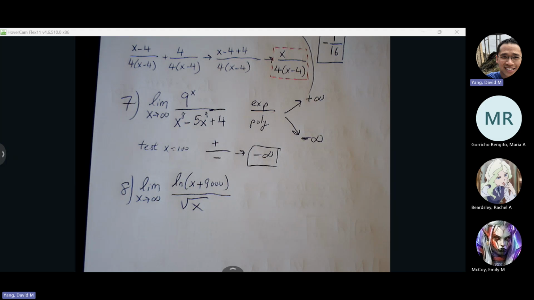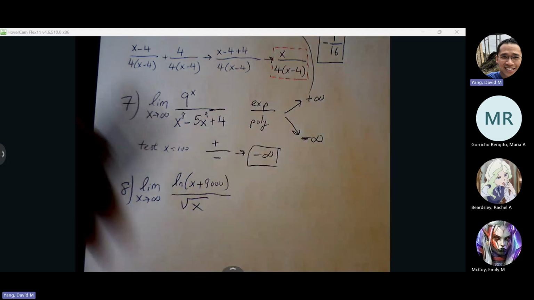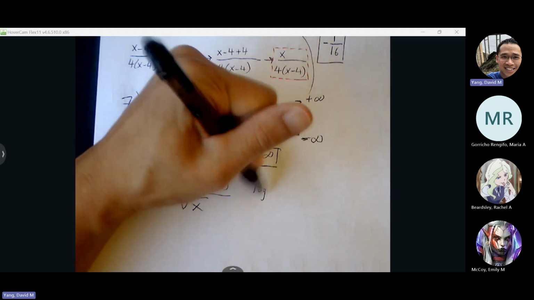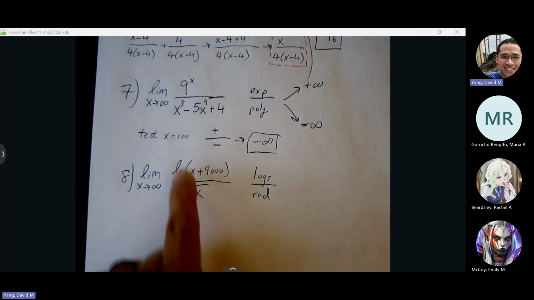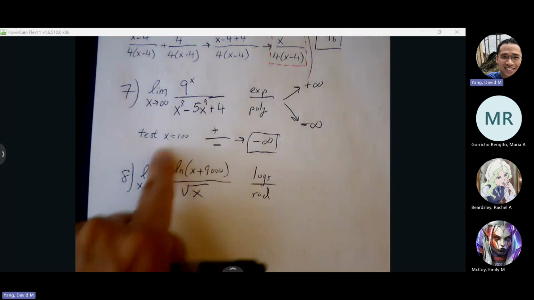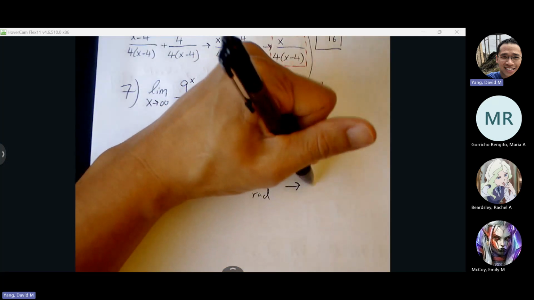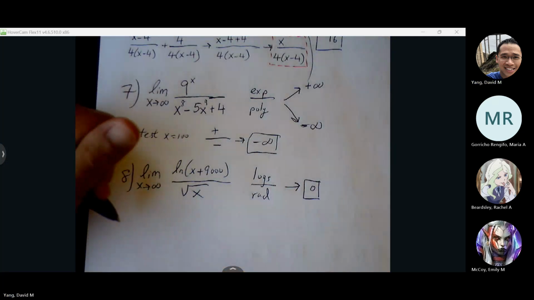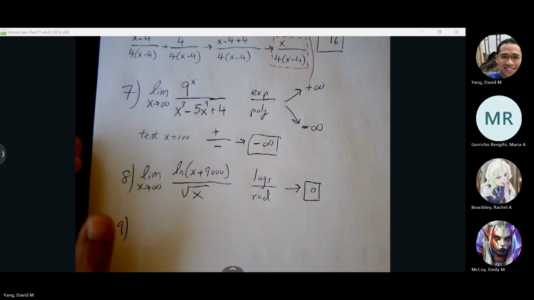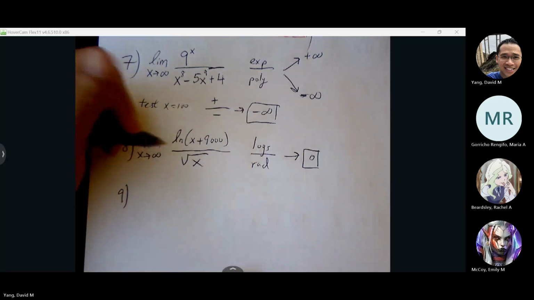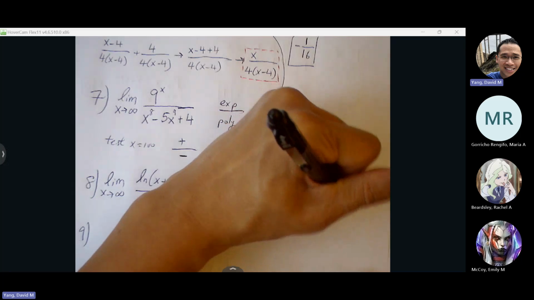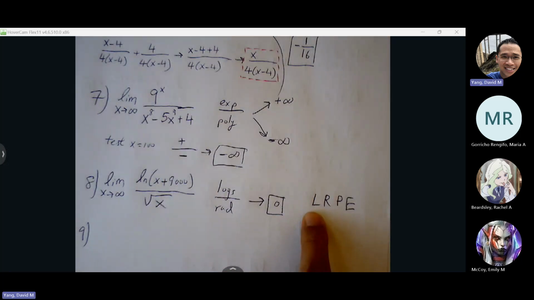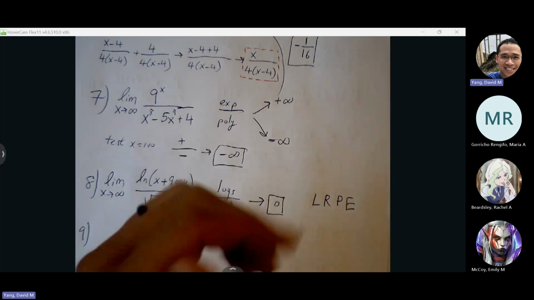Okay, what do you see? Denominator. Yeah. Logs versus radicals. Radicals eventually will catch up and overtake the numerator. This fraction is getting smaller and smaller, so 0. What's the order? Yeah, so it's L, R, P, E. Logs is slowest, radicals is next, polynomial, and then exponential is fastest.